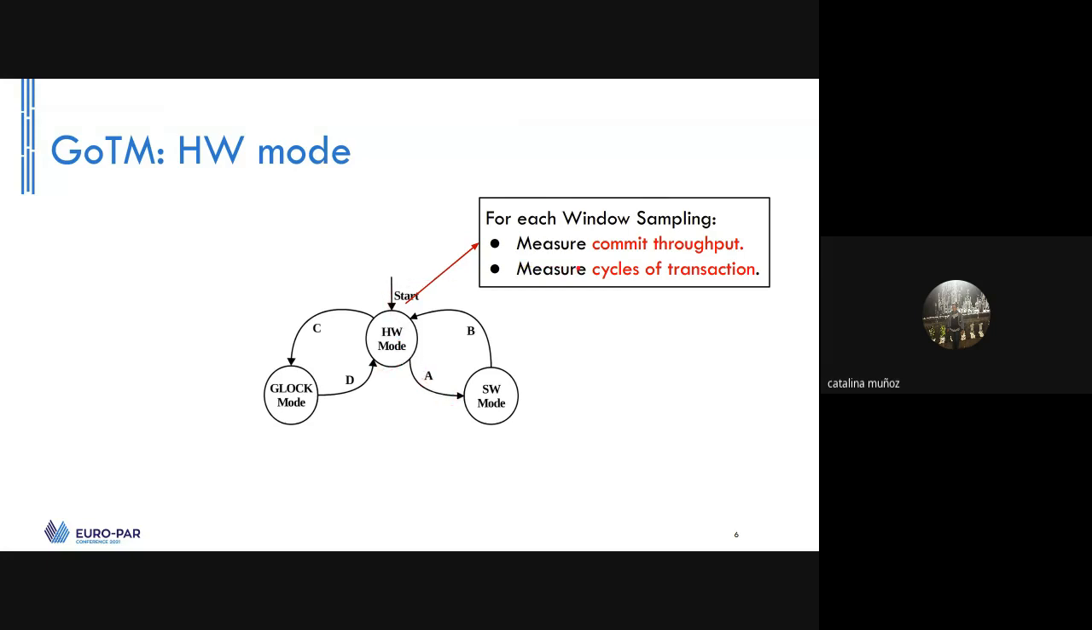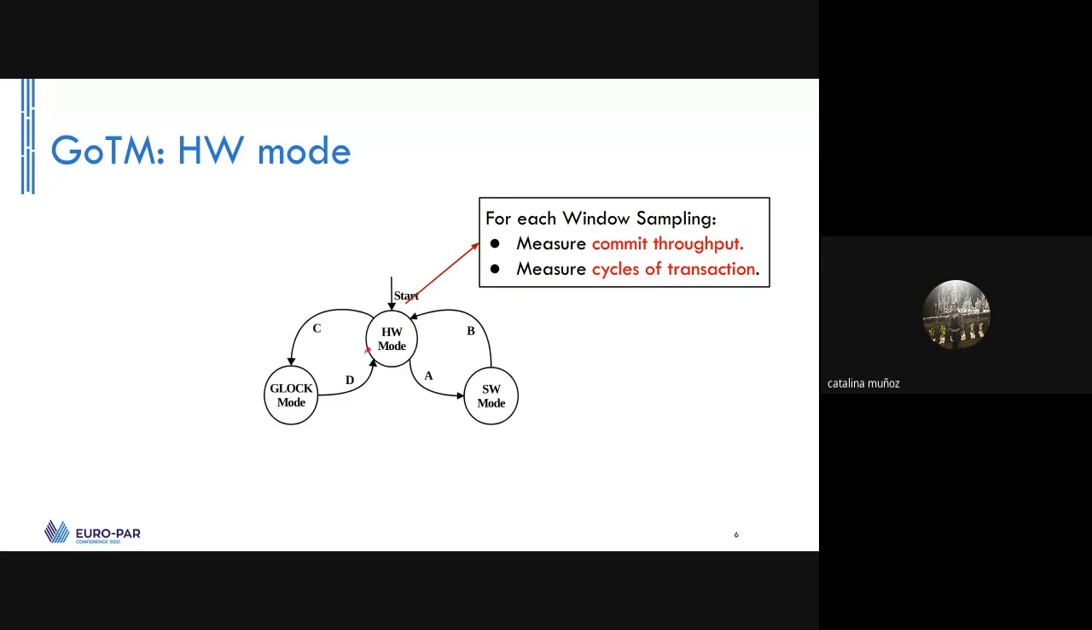So we keep two measurements that we take every window sampling. We keep a measure of the commit throughput. This is the number of transactions that committed in the same mode of operation during this window sample. And we also keep a measure of the number of cycles that it takes to execute a transaction. This measurement is mainly a proxy to the size of the transaction, because we know that, at least in hardware mode, we have a restriction in that regard.